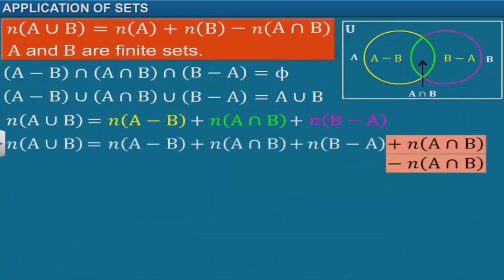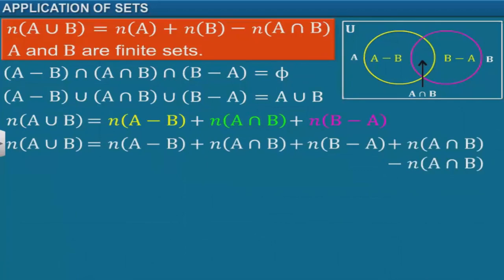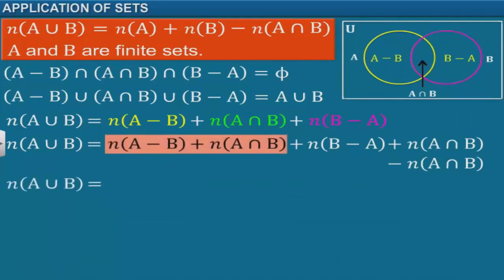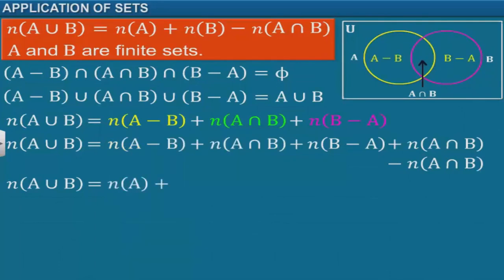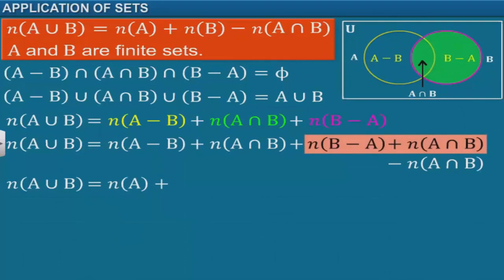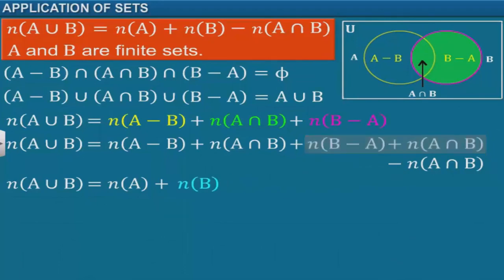From the figure, we can observe that the sum of elements in the sets A minus B and A intersection B is equal to the number of elements in set A. Similarly, the sum of elements of the sets B minus A and A intersection B is equal to the number of elements in set B. Therefore, we get the following equation. Hence, the relation is verified.